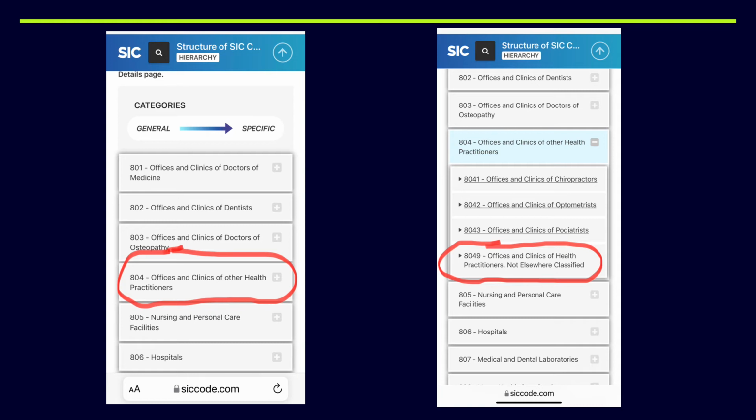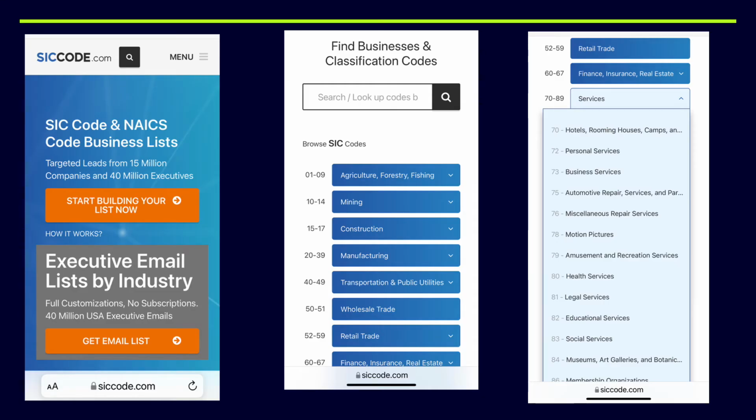You can pretty much also see here that you can search for your own specific industry, whether you're in agriculture, mining, construction, manufacturing, transportation and public utilities, and so on. So you can pretty much click on that, and it's going to open another area where it will tell you specific industries that your business may possibly belong to.